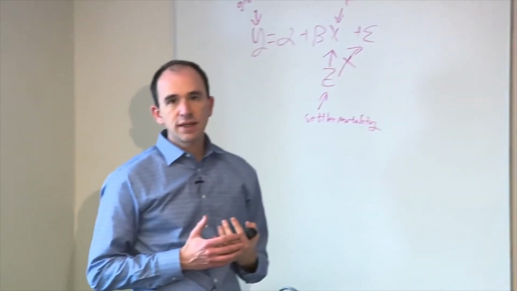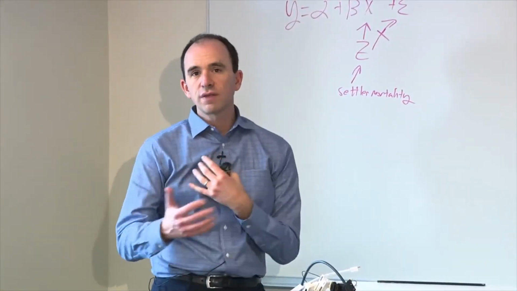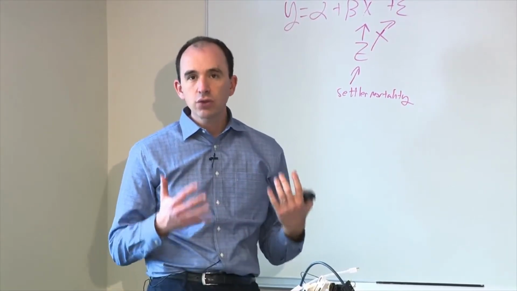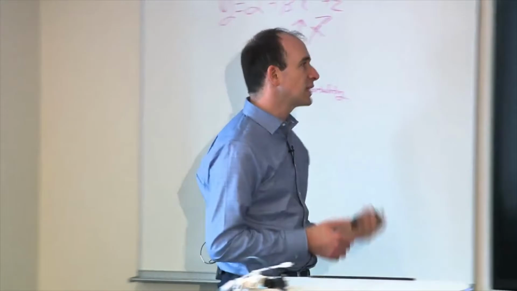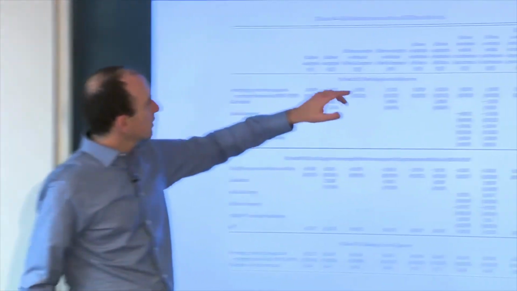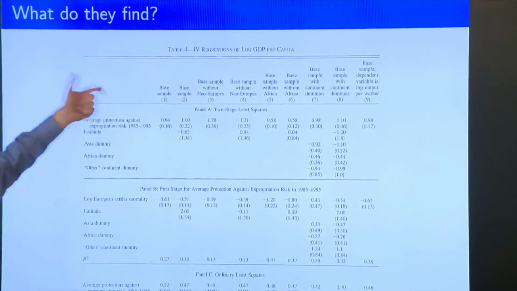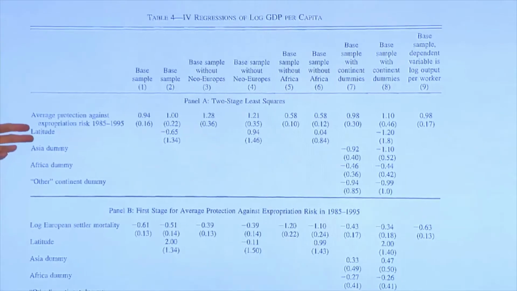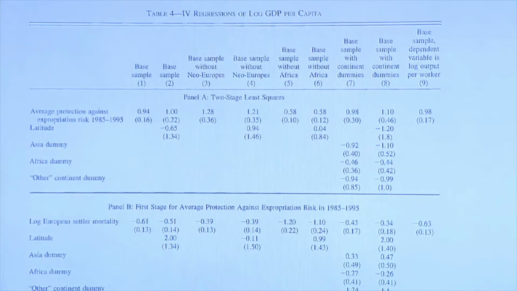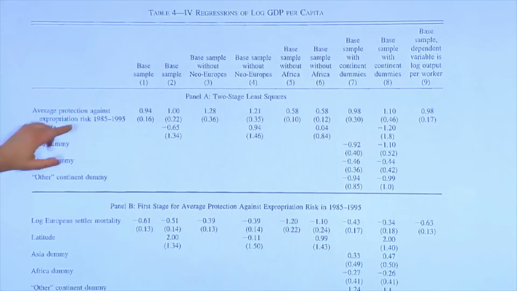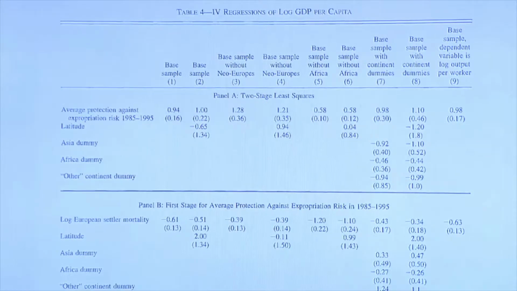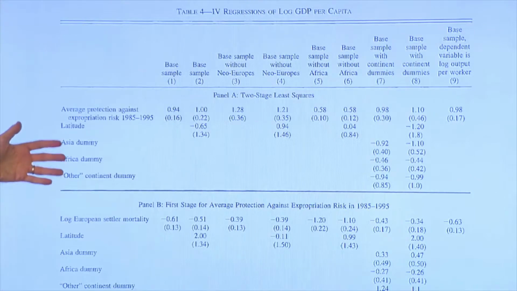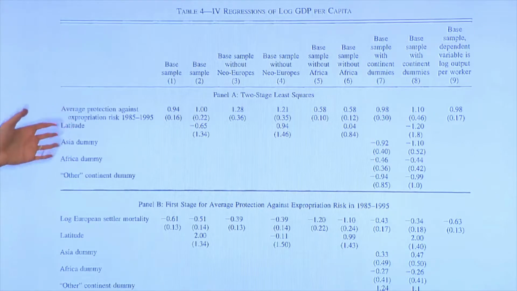The third thing that they do in this table is they try to address all of the different concerns we had about the exclusion restriction by either adding control variables or looking at different subsamples. So for example, the first thing they do is say, one of the possible concerns I raised was latitude. So they're going to control for latitude and say, once I add latitude as a control, this effect doesn't really change. They're going to control for different continents, the effect doesn't really change.